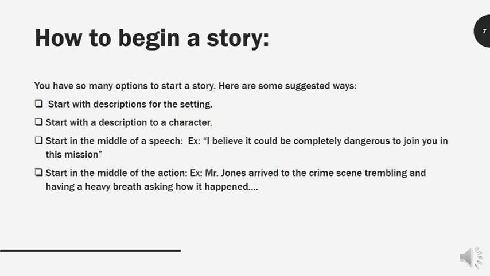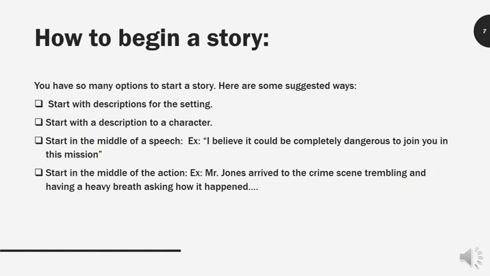So let's see this example. "I believe it could be completely dangerous to join you in this mission." When you start the story with this, the reader will think, okay, there will be a mission. There is something really interesting here. I should proceed reading. So, you start with it, and later you can give your setting and everything else that you want to give, because setting should be given.